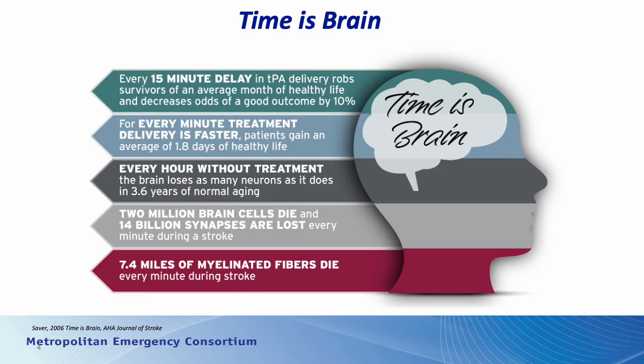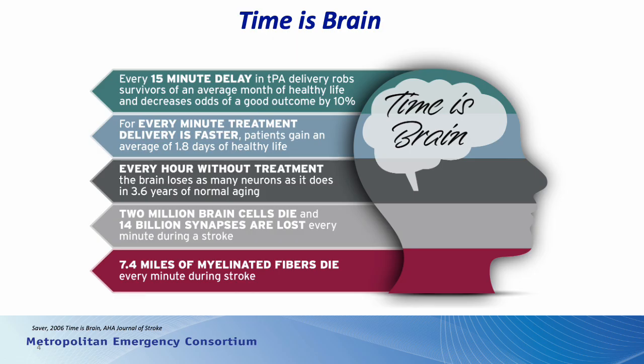So every 15-minute delay results in decreased likelihood of good outcome. For every minute treatment delivers faster, patients gain an average of 1.8 days of healthy life. That may not sound like a lot, but if you start adding the minutes together, it can be a lot of days. Every hour without treatment, the brain loses as many neurons as it does in 3.6 years of normal aging. So a couple hours after your stroke onset, you can basically age your brain by 7 to 10 years.